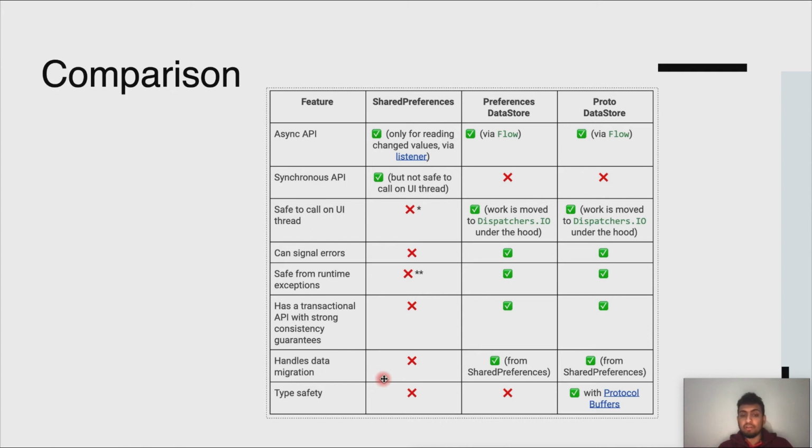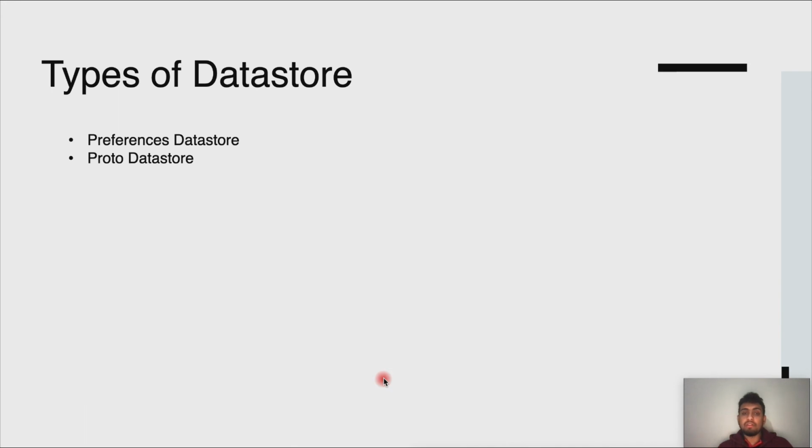You can read all the others. We will be working more on that later. There are two types of data store. One is the preferences data store and the other is the proto data store. When you are using preferences data store, you don't actually know what will be the return type of the preferences that you will be getting from data store. So that is not type safe. But proto data store is type safe, and you can write large parcelable objects to proto data store.